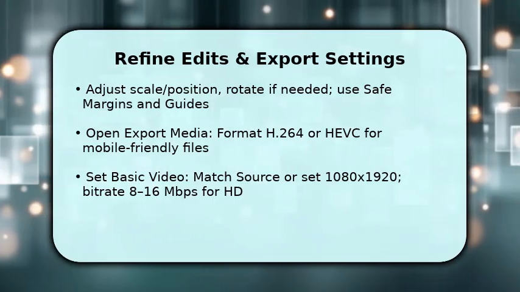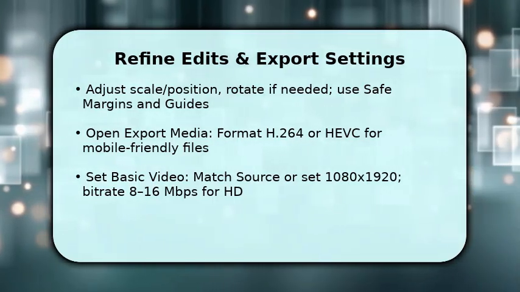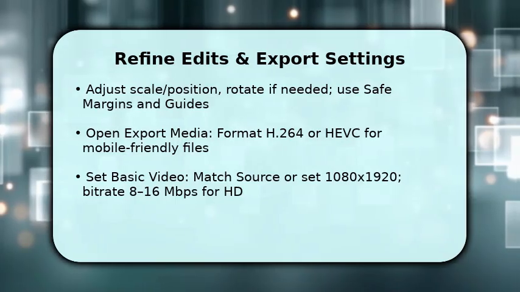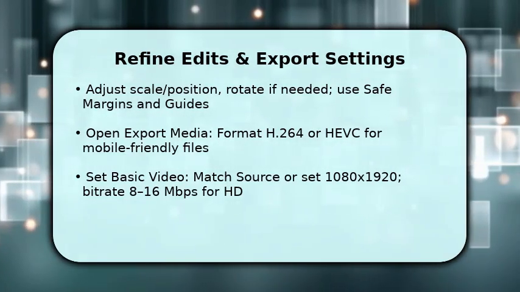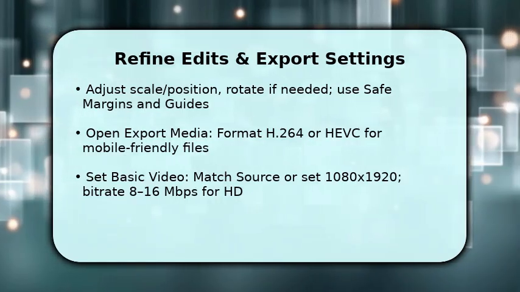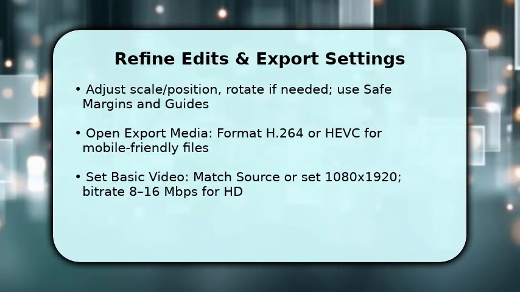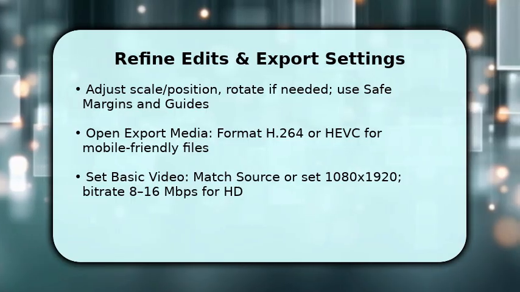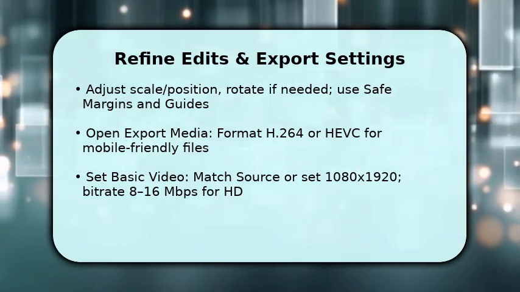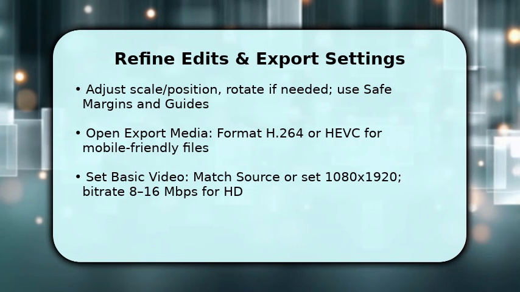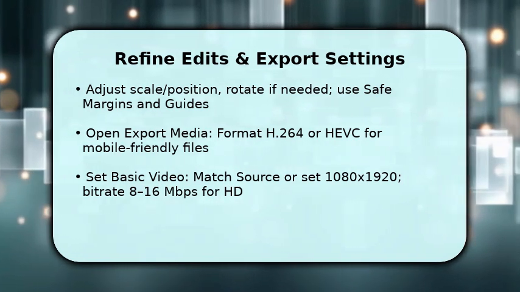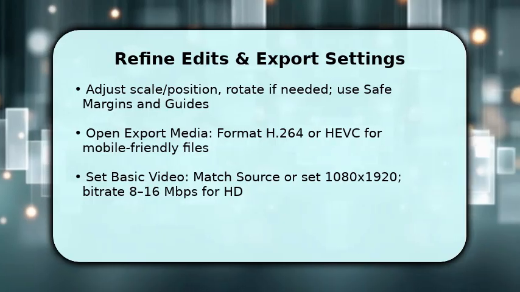When ready, choose File, Export, Media. Pick H.264 or HEVC depending on device compatibility, then manually set the frame size to 1080 x 1920, confirm frame rate, and select VBR 1 or 2 pass with an 8 to 16 Mbps target for HD quality. Make sure audio settings match platform requirements before queuing or exporting.